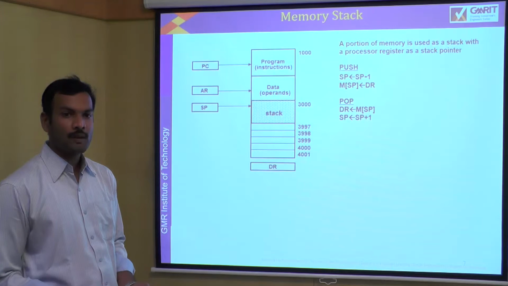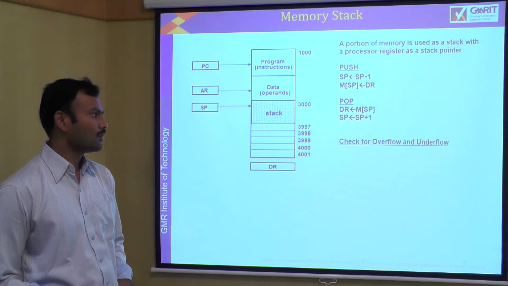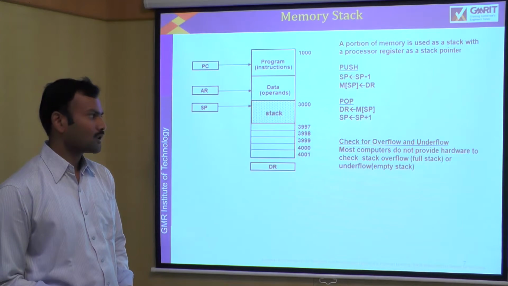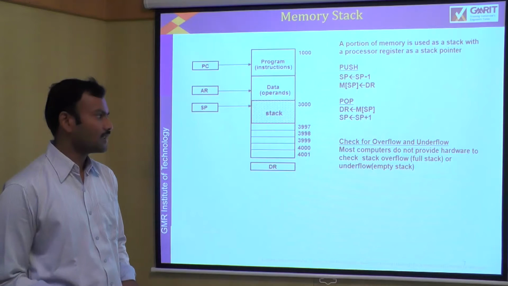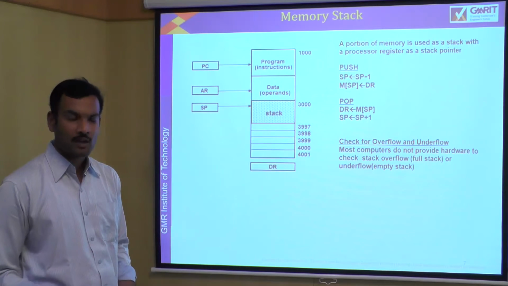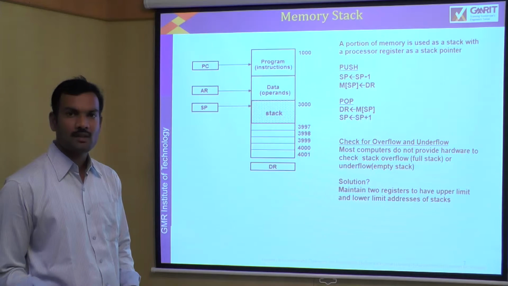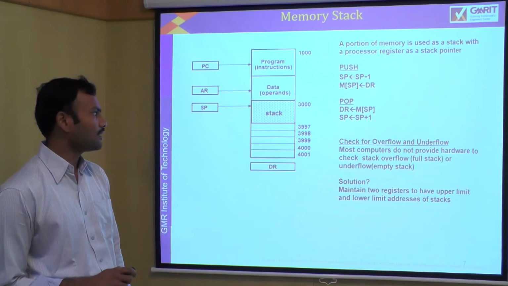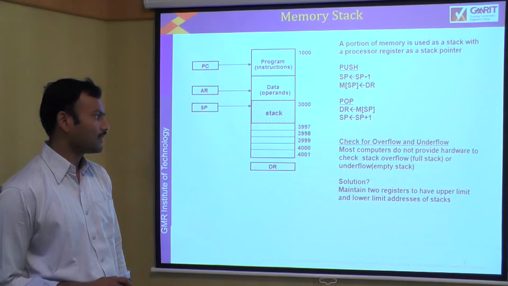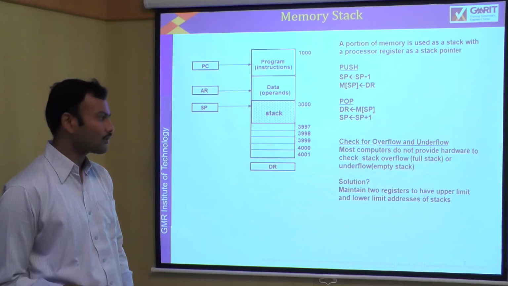And then how do you check that one? Most computers do not provide the hardware to check either stack overflow or underflow. Then what could be the solution for that? Here we are maintaining two registers. One register is to store the address of the upper boundary of the stack, and one register is used to store the address of the lower boundary of the stack.